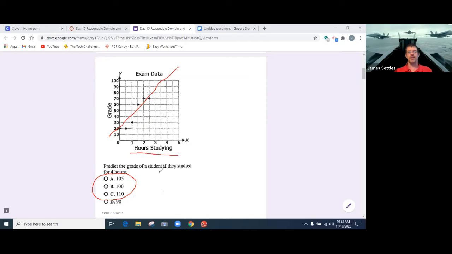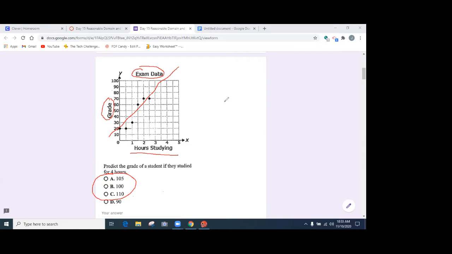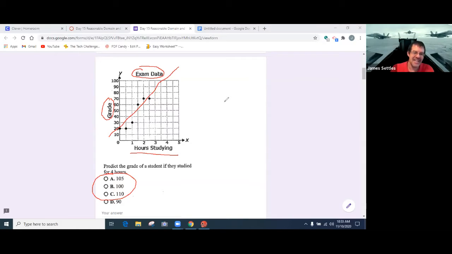We're talking about studying, how many hours we study, and we're talking about grades here. So we need to know what all these are about. And this is data for an exam, a test. Usually, what is the highest grade you can get on a test? 100. So to me, I don't really like this.